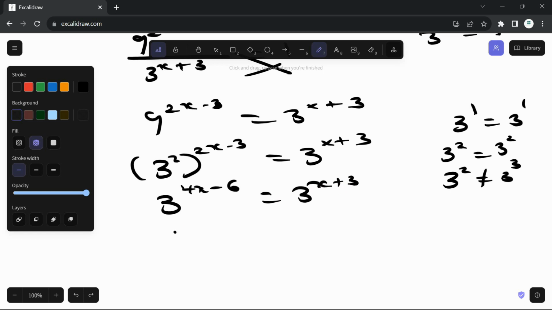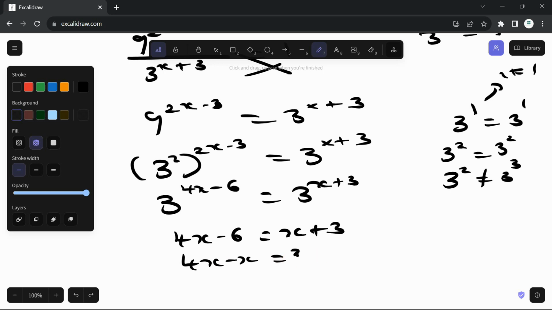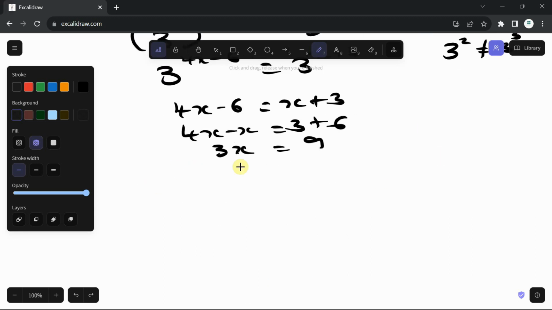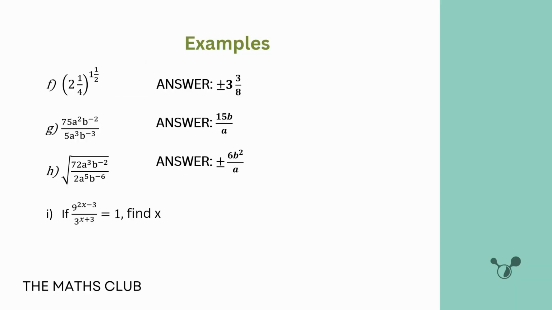So we could say 4x minus 6 is equal to x plus 3. Since they are equal, they must have the same power. We can collect terms and say 4x minus x is equal to 3 plus 6. 4x minus x, that's 3x. 3 plus 6, that is 9. So if I divide both sides by 3, 3 will cancel 3. So x is equal to 3. So our x will be equal to 3.